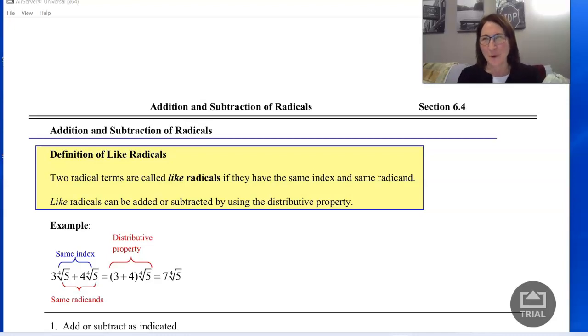So we have 6.4 to tackle over the next few minutes. This is focused on the addition and subtraction of radicals.